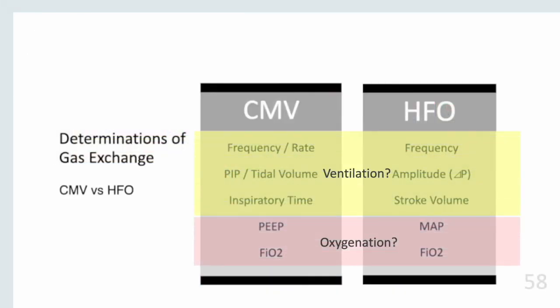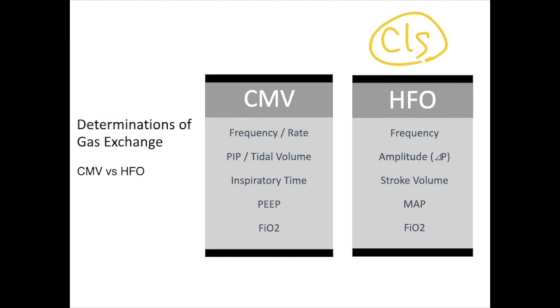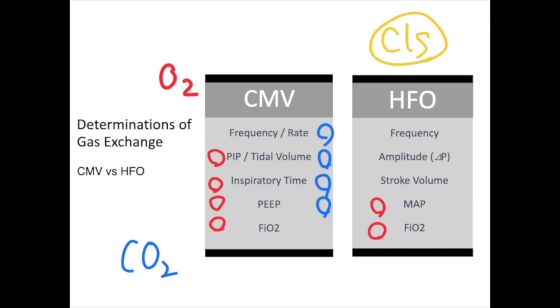Let's reconsider the ventilation and oxygenation proposed at the beginning of this discussion. As I have indicated many times, the concept of compliance is very important in HFO. As for oxygenation and CMV, in addition to PEEP and FiO2, I think delivered pressure and inspiratory time also play a role. Oxygenation in HFO will involve MAP and FiO2. As for ventilation, CMV will be related to delivered pressure and respiratory rate, as well as inspiratory time and PEEP. Similarly, for HFO, MAP as well as frequency and amplitude affect ventilation.